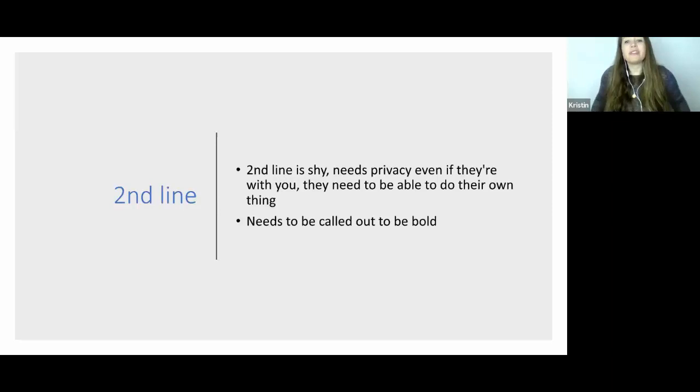The second line profile needs to be called out to become bold. And so when you see your second line profile partner fading into the background, call them out, according to strategy. Include them in the conversation in some way. Invite them in it or give them something to respond to.